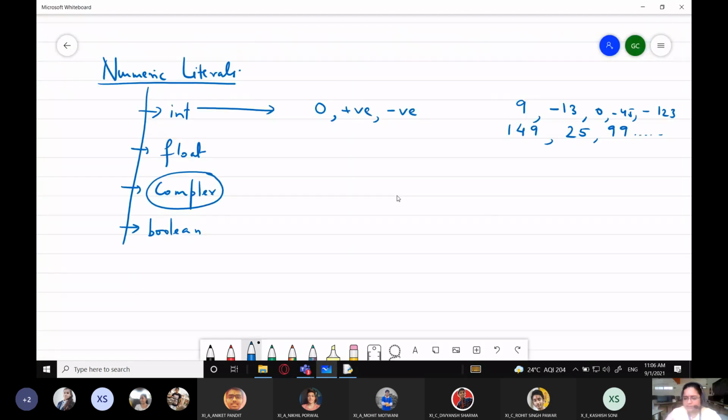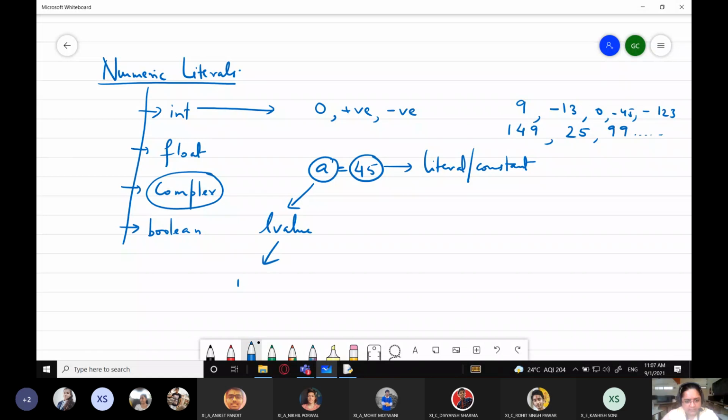Let me again explain this. When I write it like this, this 45 is the literal, or we can also say constant. And this A is your L value, that is the left hand side value, also known as identifier, also known as variable, right? Variables are those which keep on changing their values throughout the program, but literals are the ones which are fixed. Their values won't change.